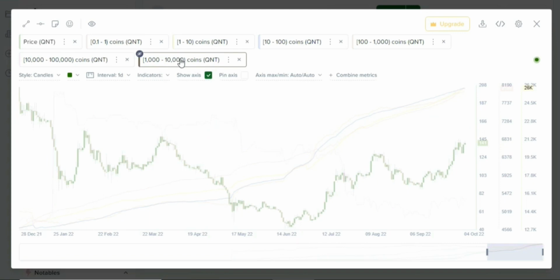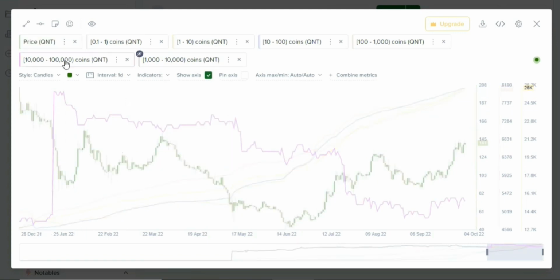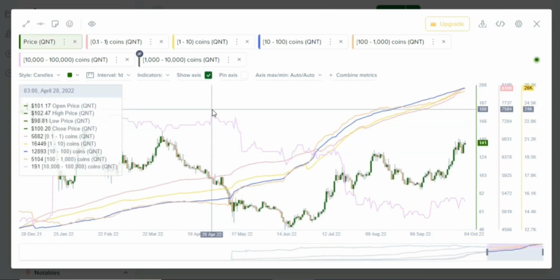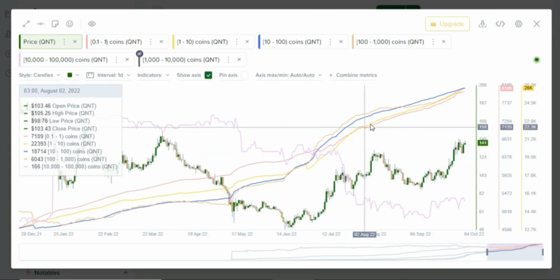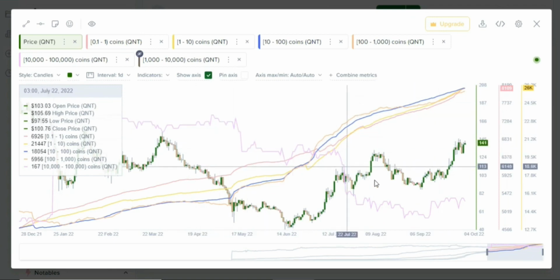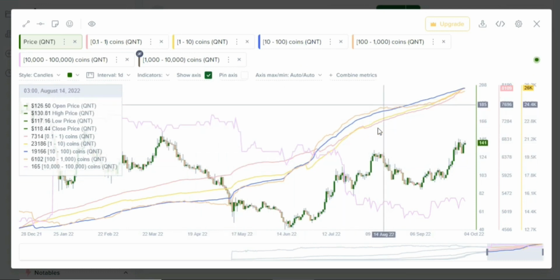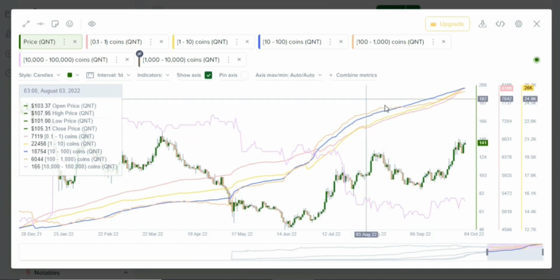this metric right here, which shows the number of addresses which have 10,000 to 100,000 Quant, is the one showing divergence. You can see that whilst the number of addresses with small amounts of Quant is increasing, the number of addresses with bigger amounts of Quant is decreasing, and this suggests that probably these bigger holders are selling to the retail investors. And for me, this is really a huge warning right here. There probably is something going on.